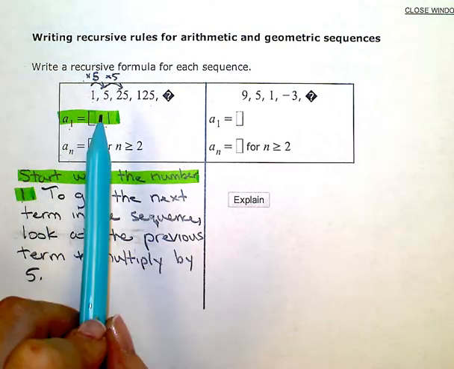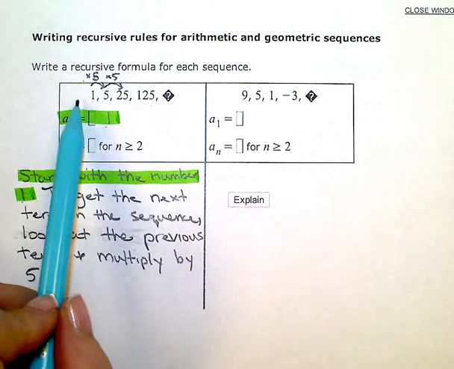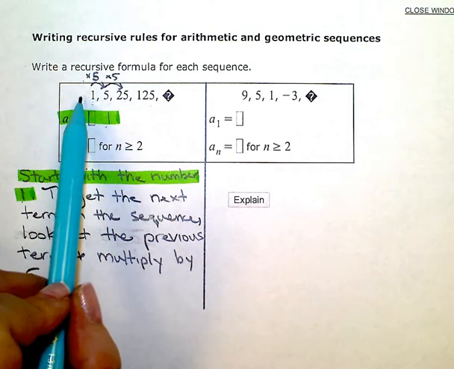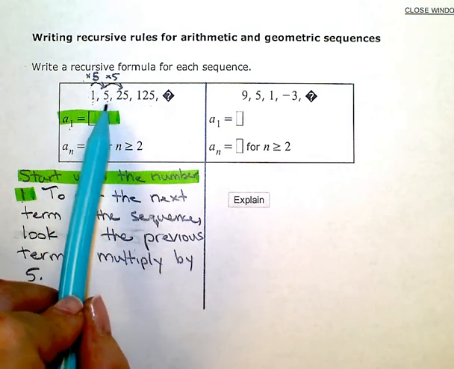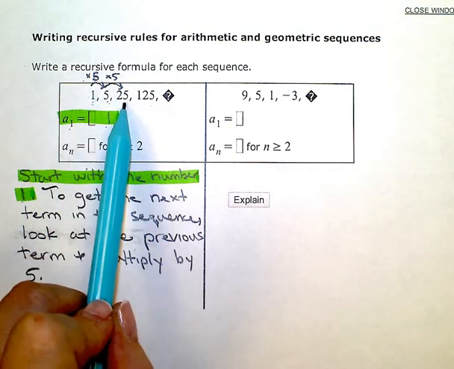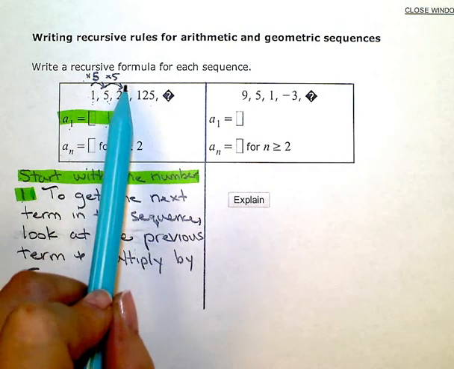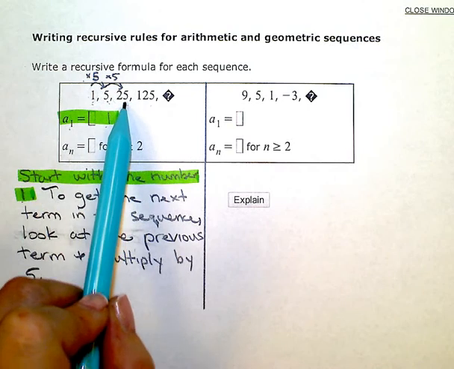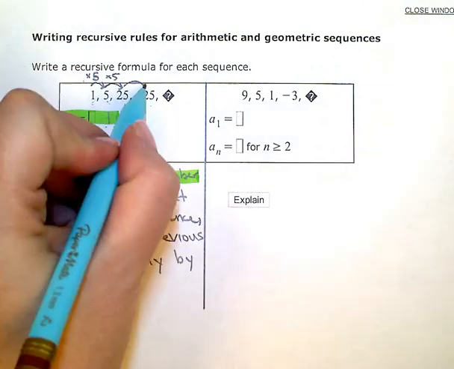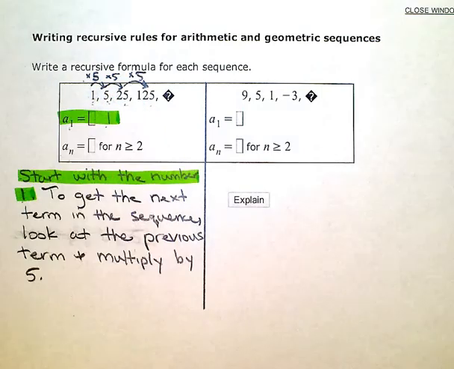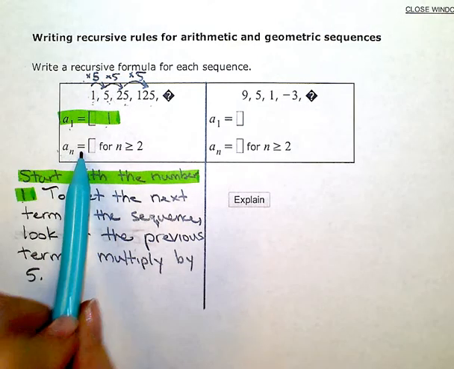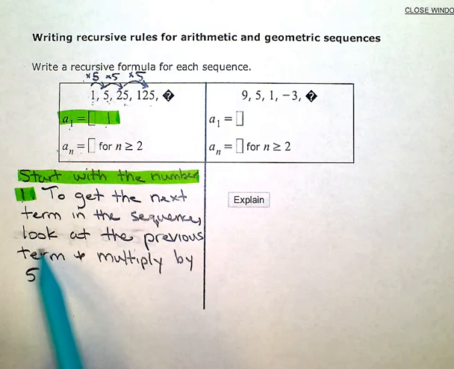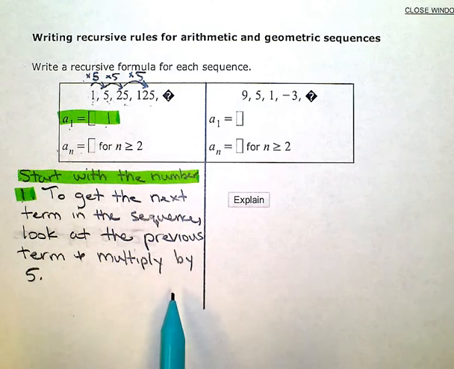So if I wanted the second one, I would go back to the first one, take that number, multiply by 5, okay? Then to get the third term, I take the second term, multiply by 5. To get the fourth term, I start with the third one, multiply by 5, okay? And that'll give me the fourth one. So symbolically, that's what I need to say. So this is to get the next term, or the next term is equal to, okay? I need to put this part in. Look at the previous term and multiply by 5.